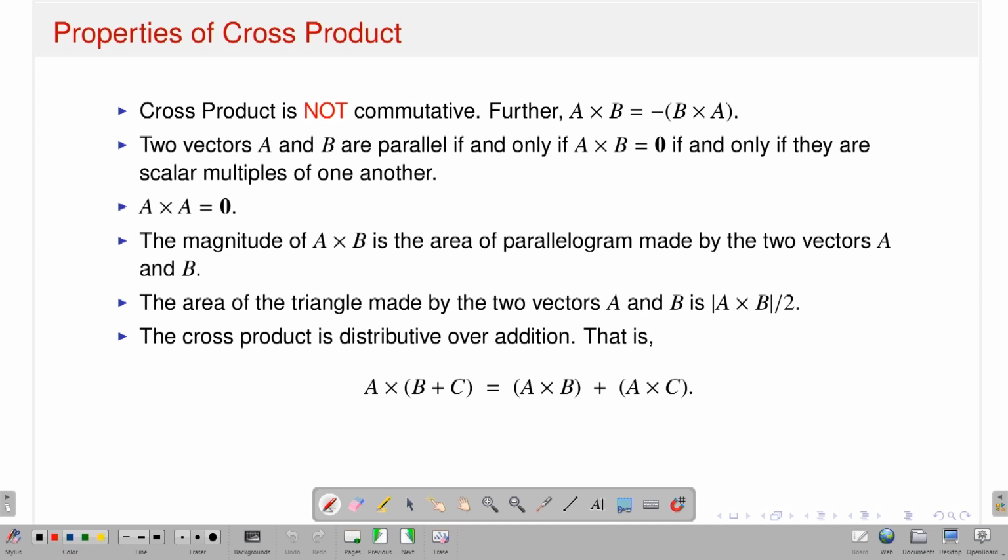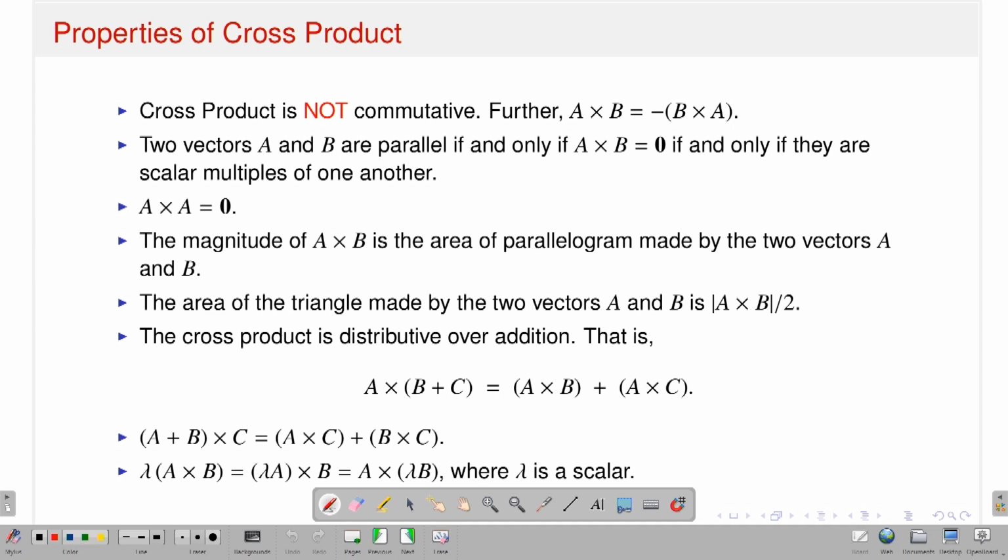The cross product is distributive over addition. That is, the cross product of A with B plus C is equal to the cross product of A and B plus the cross product of A and C. Similarly, the cross product of the vector A plus B with C is equal to the cross product of A and C plus the cross product of B and C.